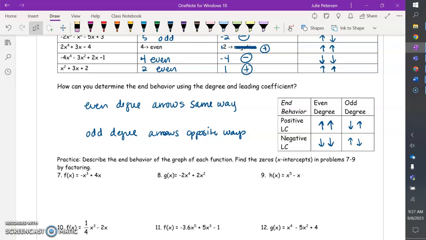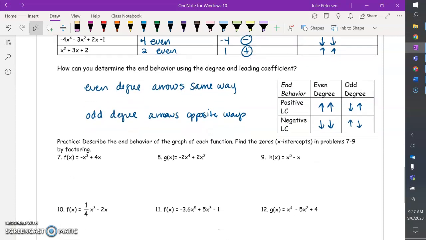So I want you to go ahead and try these on your own. Describe the end behavior, so just up, up, down, down, down, up, down, just do the arrows. And then for 7, 8, and 9, see if you can find the zeros by factoring. And then check back in here in a minute and I'll have the answers posted.